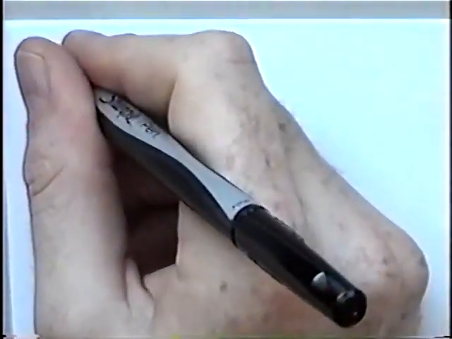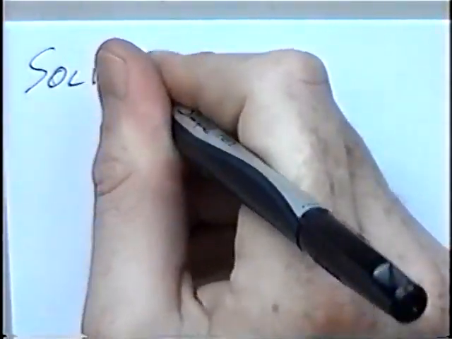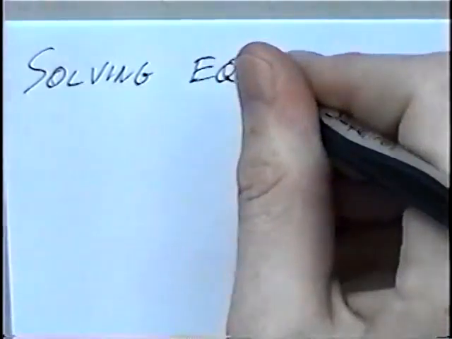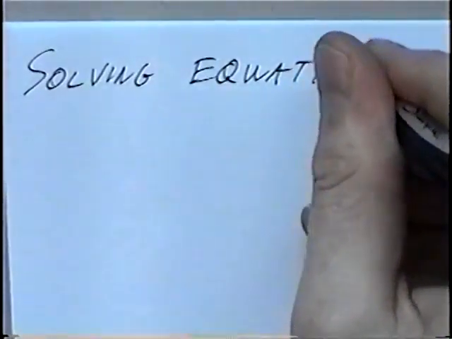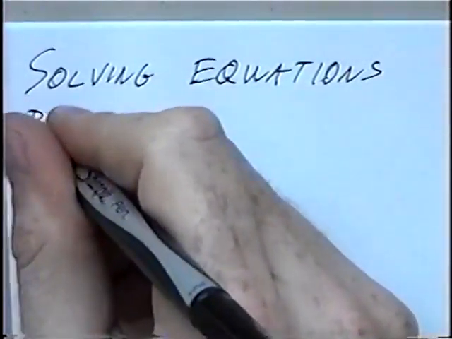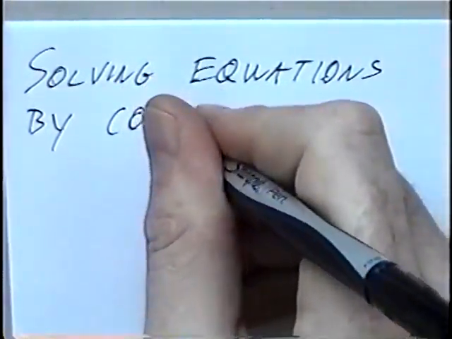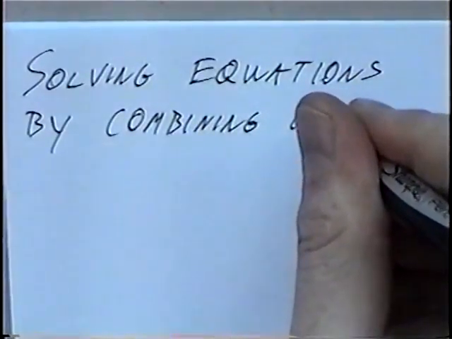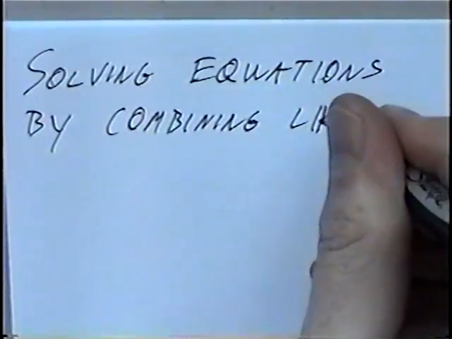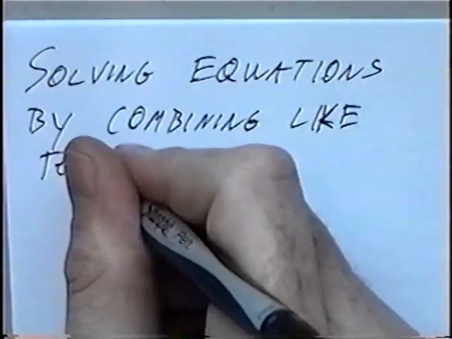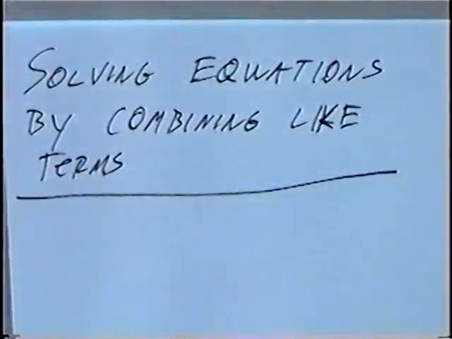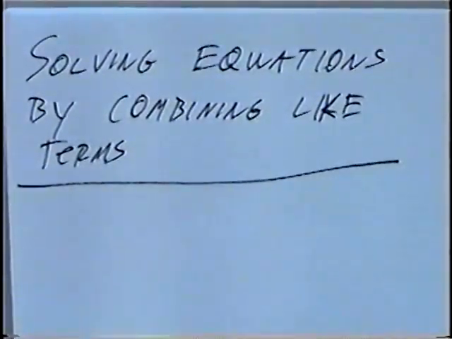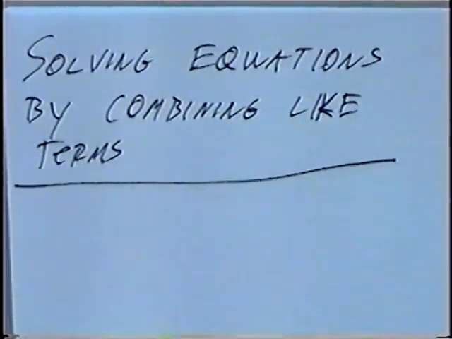Title of the first section is Solving Equations by Combining Like Terms. In this section we'll solve equations, but we'll first combine like terms.